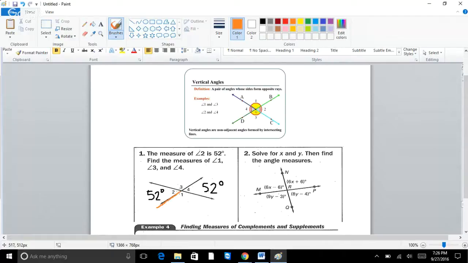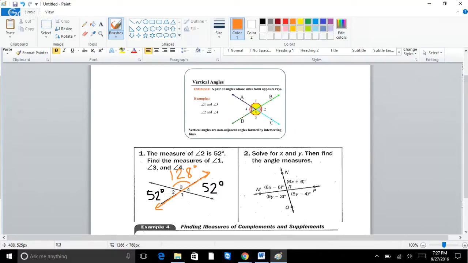I'm just going to draw a line through this line here so we can see a little better. We have 52 degrees for angle 2, and then we need to figure out what angle 3 is, right? Well, 2 and 3 are supplementary angles because they form this line, and supplementary angles add up to 180 degrees. So 52 plus what equals 180 degrees? It's 128 degrees. 128 degrees plus 52 degrees is 180 degrees.